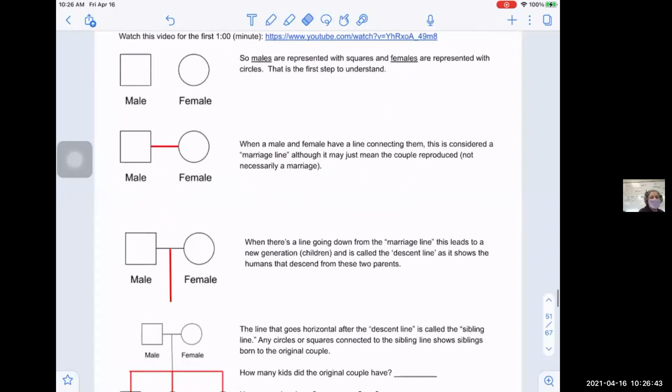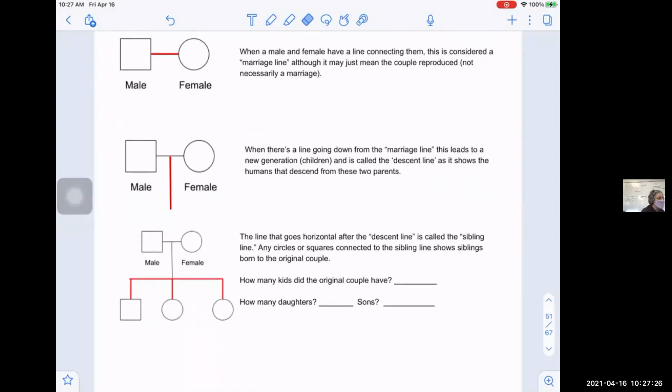All right. So moving on. The next thing is when a male and a female have a line connecting them like this red line, that's called a marriage line. Although it might not mean that they went and got married officially, like they stood in front of a church in front of their family or a judge and said, I do. It might just mean that they reproduced. So they had a child. Okay. But normally it does mean a marriage. But people, I know this is crazy, but people have children without getting married. So sometimes it doesn't mean they're married.